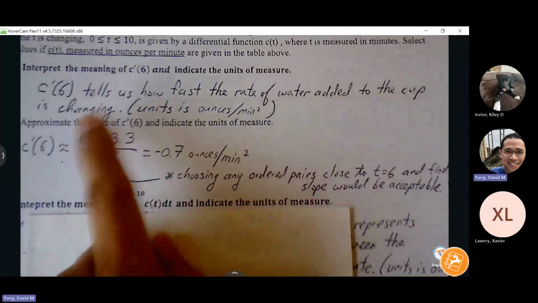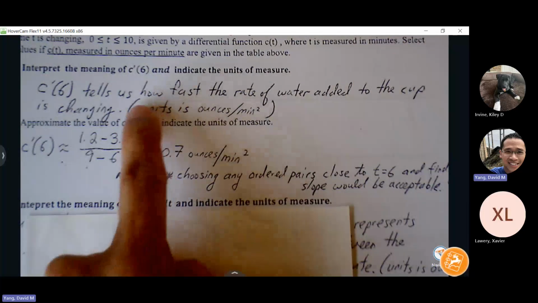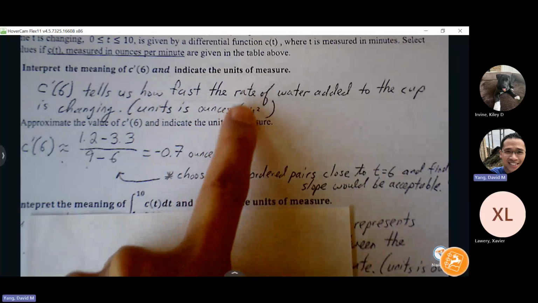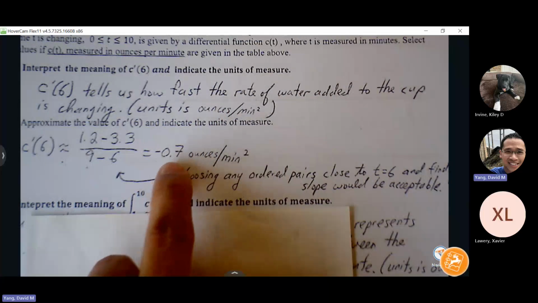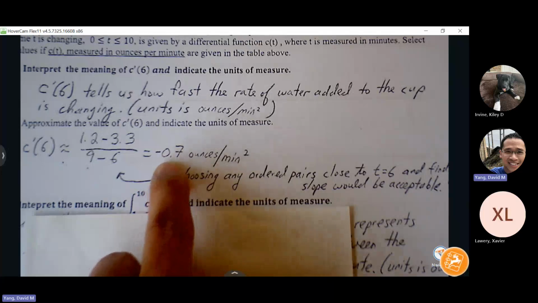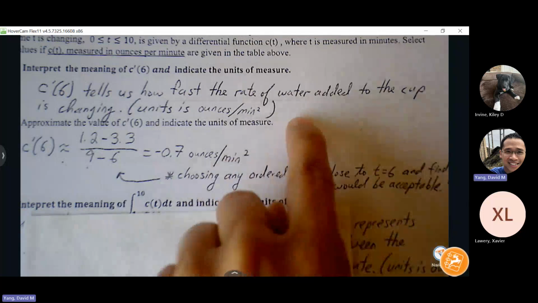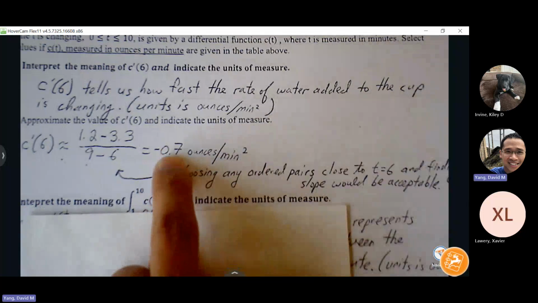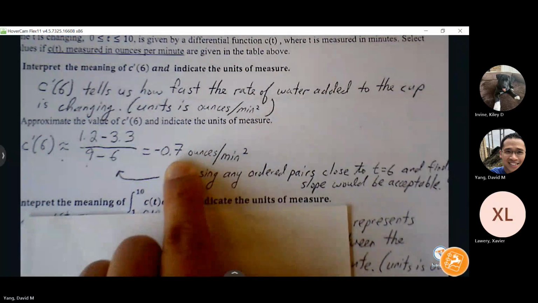So if we go back and talk about what this means, we can say at 6 minutes, the rate of water being added to the cup is decreasing by a rate of negative 0.7 ounces per minute squared. So basically that's saying that at 6 minutes, the rate that water is being added is decreasing, right? It's not coming out as fast anymore. That's what that means.